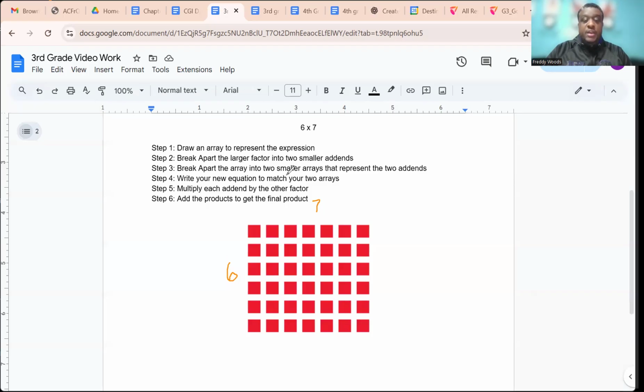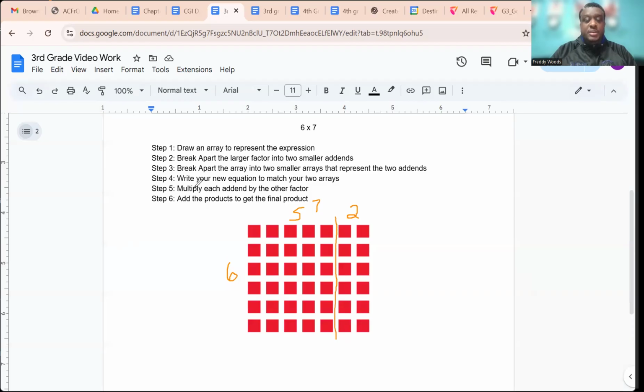So now I break apart the array into 2 smaller arrays that represent the 2 add-ins. So I'm going to count 5 columns, 1, 2, 3, 4, 5. And then I'm going to draw my line. So now I have 1, 2, 3, 4, 5. And I have 1, 2. I know that works because 5 plus 2 is 7. Again, that's important. So I broke apart into 2 smaller add-ins.